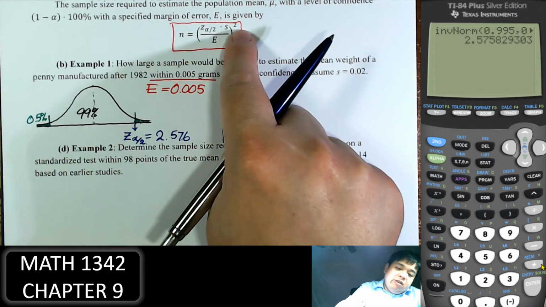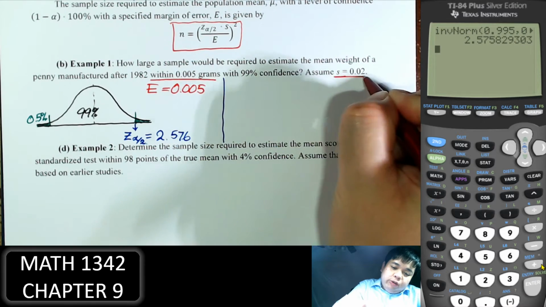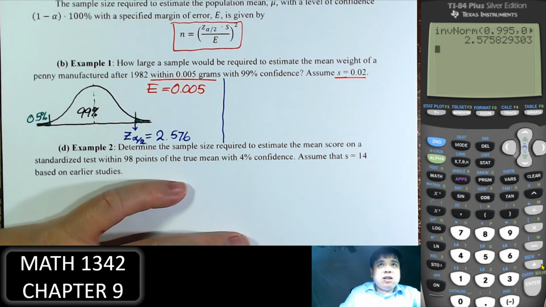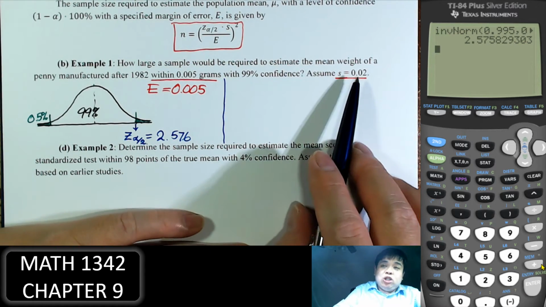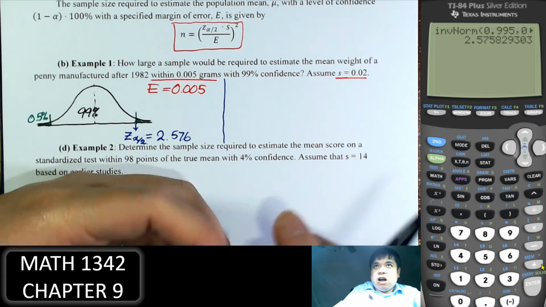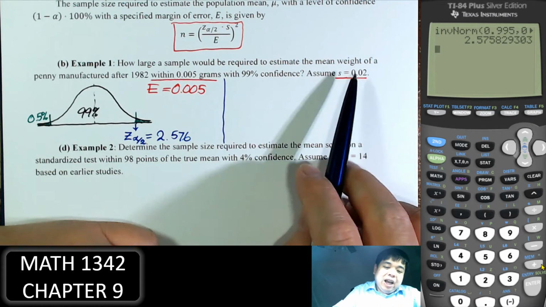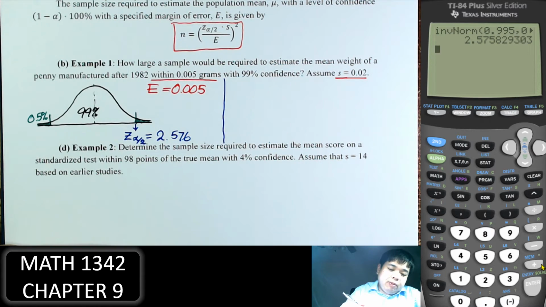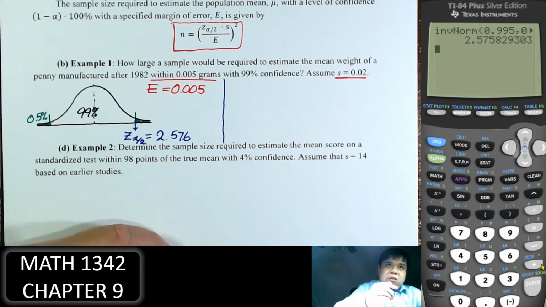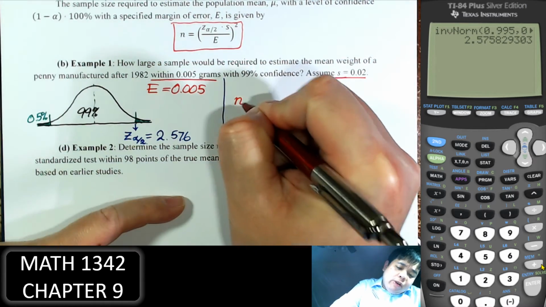The standard deviation is 0.02 for the sample. That we have to assume because we don't know what the sample size will be, so we cannot calculate it. So this has to be assumed, and usually that's based on a prior study. Anyway, put all of that together.